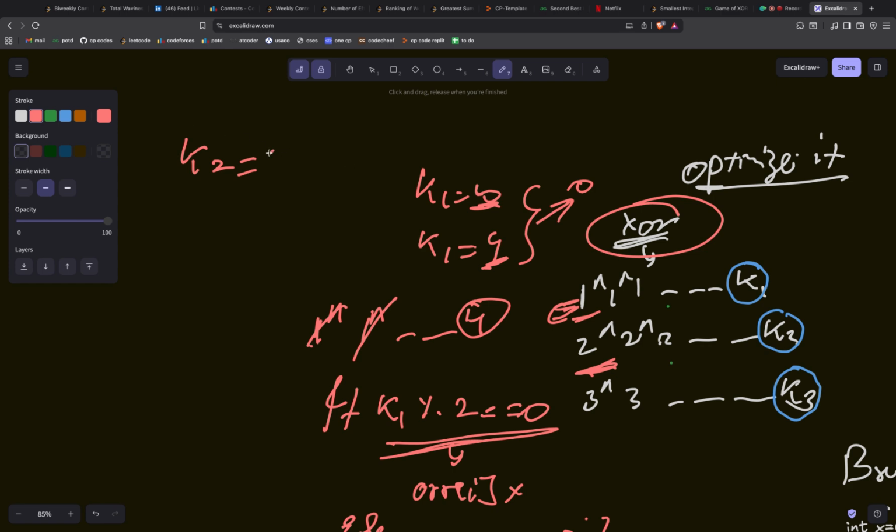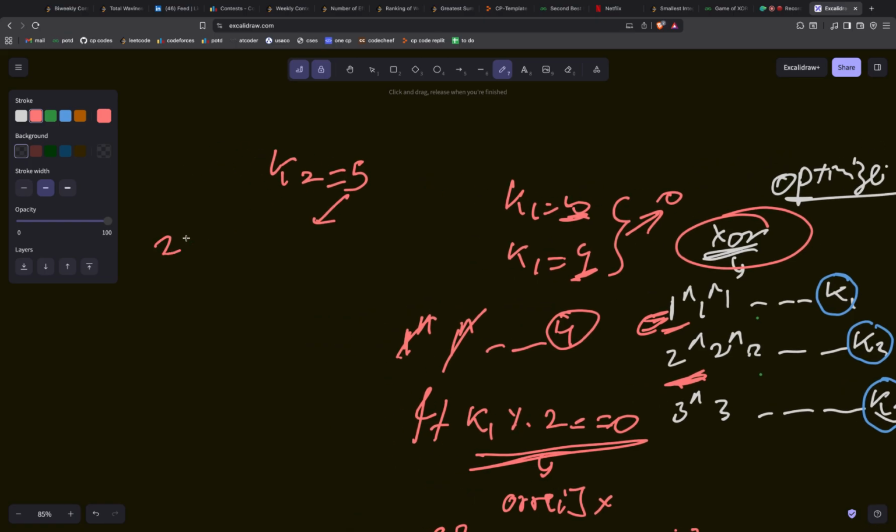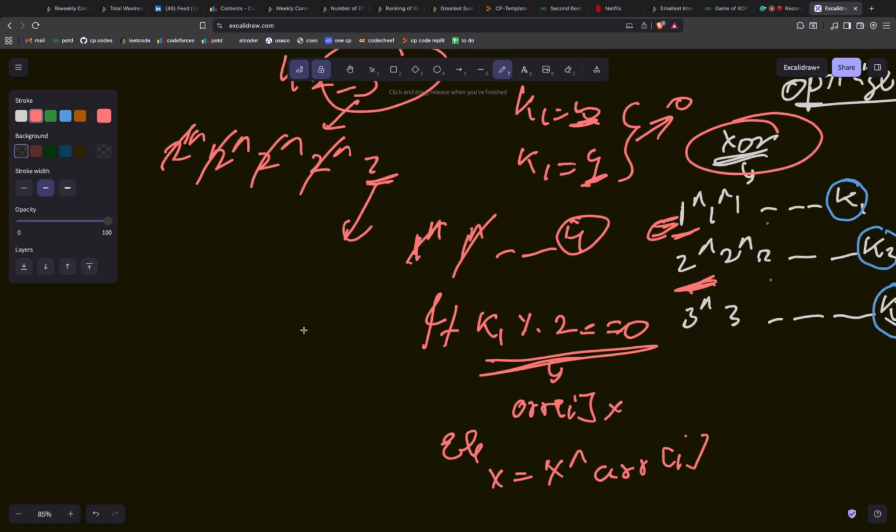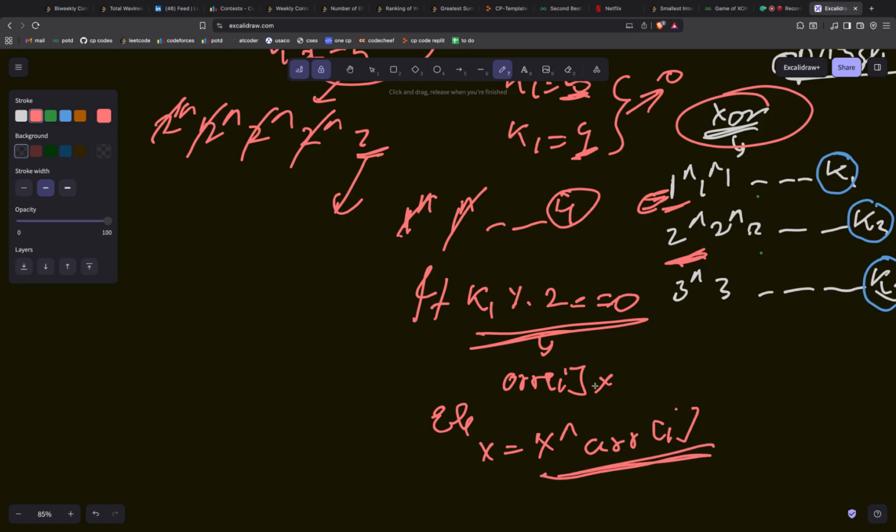So yeah, k2, let's take it as 5. So 5 is like this: 2 XOR 2 XOR 2 XOR 2 XOR 2. So this will cancel out, this will cancel out, so you will finally be left with one 2. So it gets added one time, right?